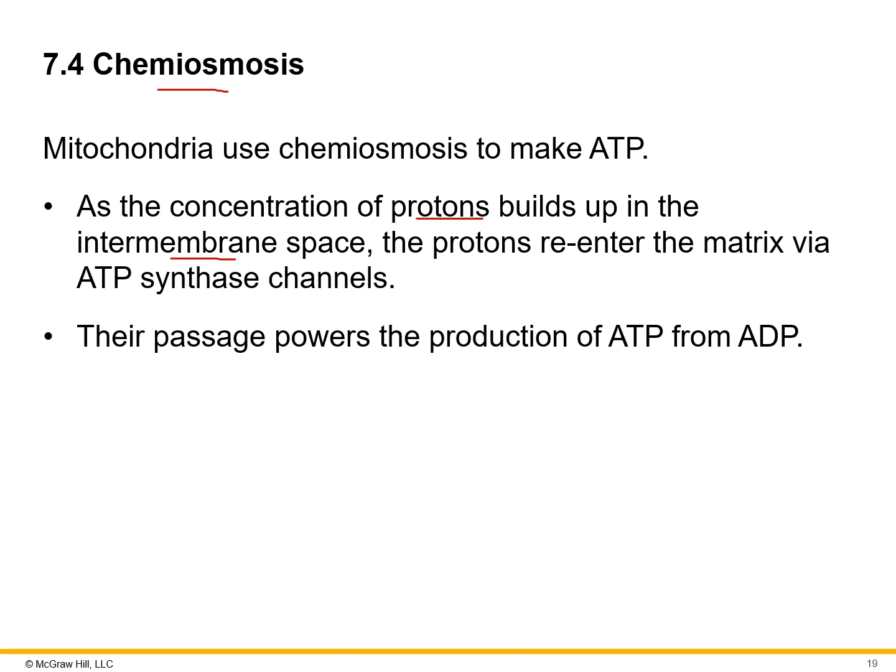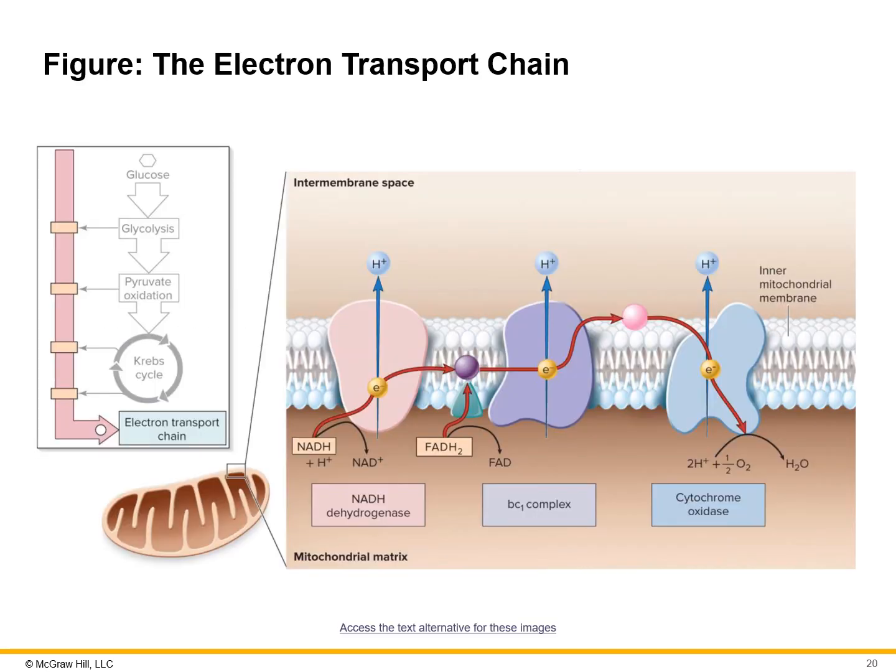They can't cross the membrane on their own, so they're going to enter through ATP synthase channels, which are transport proteins, but the name also ends with -ase, which indicates that it is an enzyme as well. And as the name implies, it helps to make ATP. So the passage of those protons ultimately is what forms ATP.